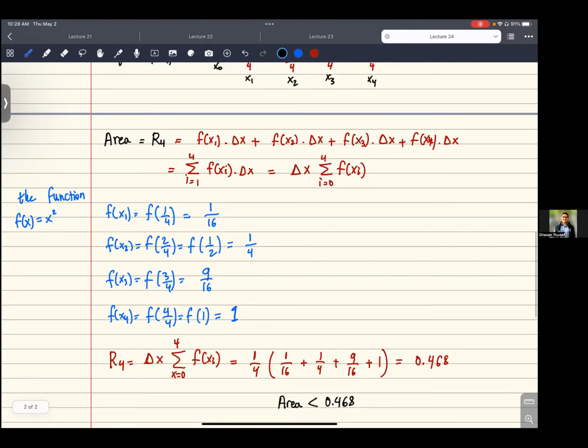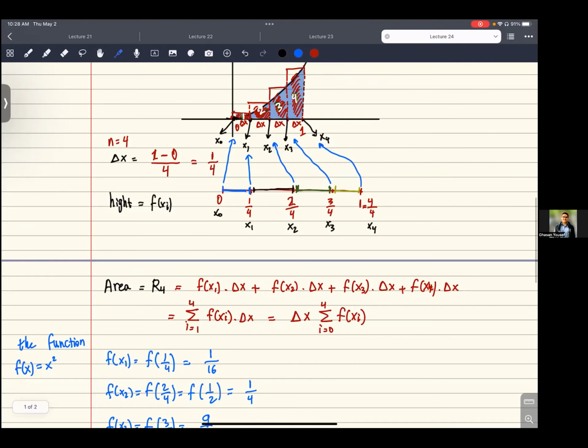So the area is smaller than 0.468. Any questions so far? So far, we find the area by using the function of the right endpoints. We use the function of the right endpoints.